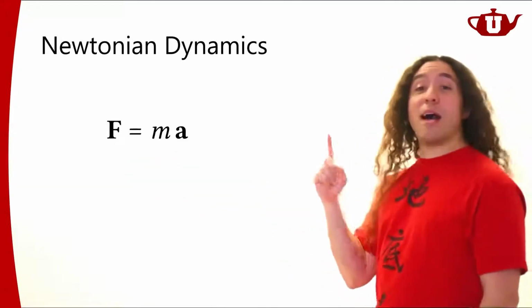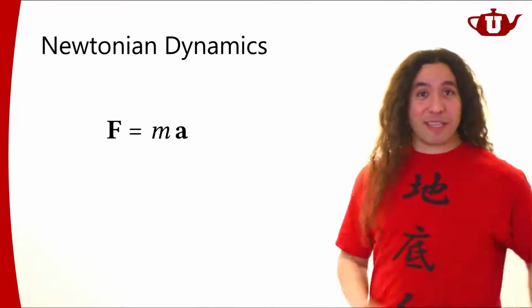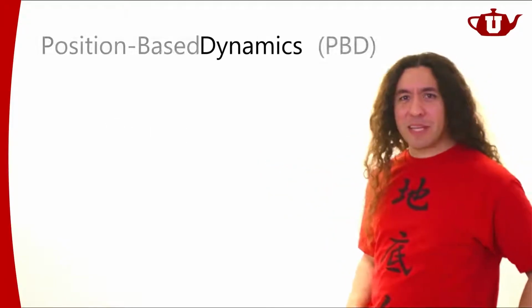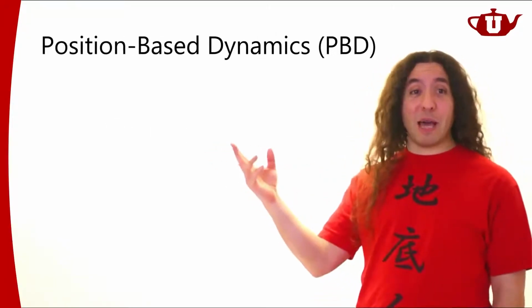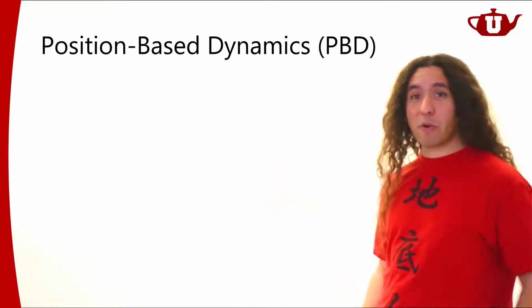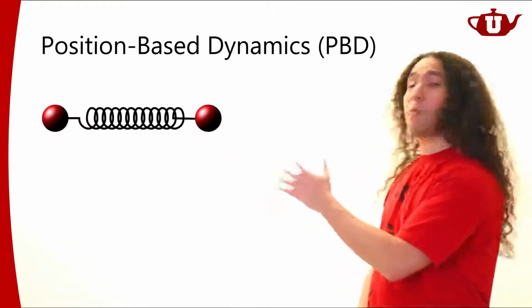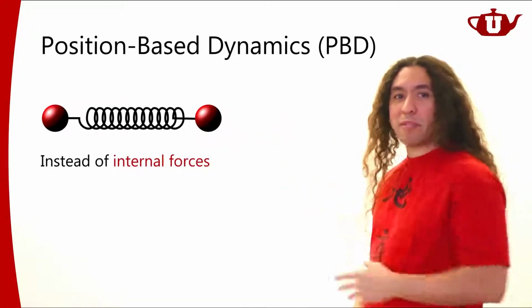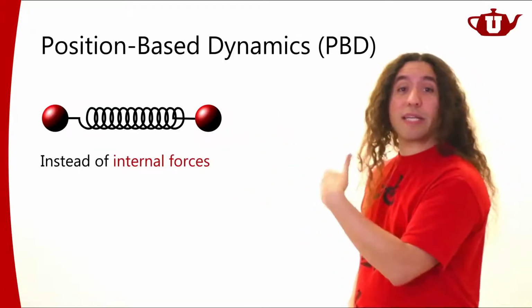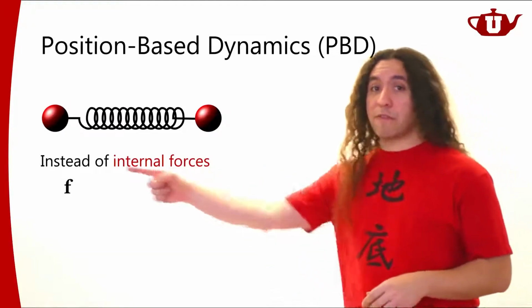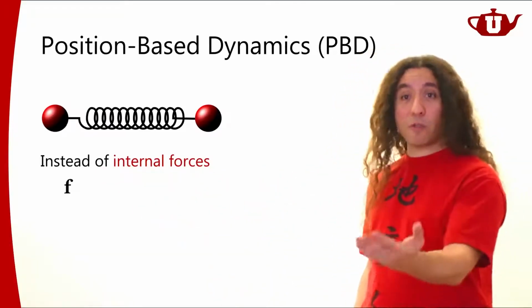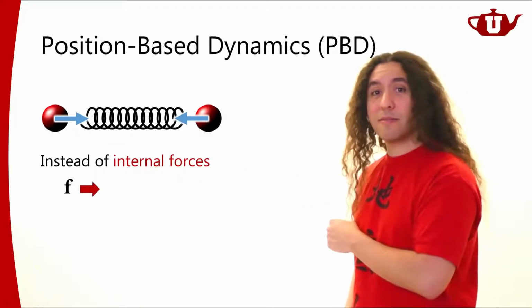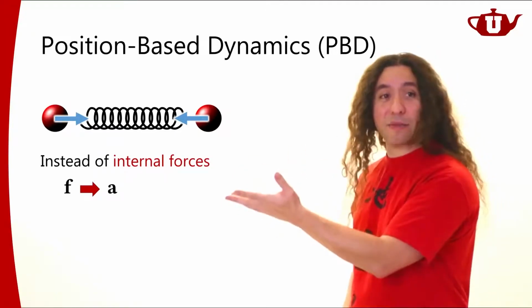But this is not the only way we can simulate things in computer graphics. There's a different concept that doesn't quite use this formulation directly. And that brings us to position-based dynamics. So here's how it works. With Newtonian dynamics, when I have two masses connected by a spring, I have some internal forces, right? So with Newtonian dynamics, I would compute this force, and from this force I'm going to be using F is equal to ma, and that will give me the acceleration, right? From the forces, I get the acceleration.